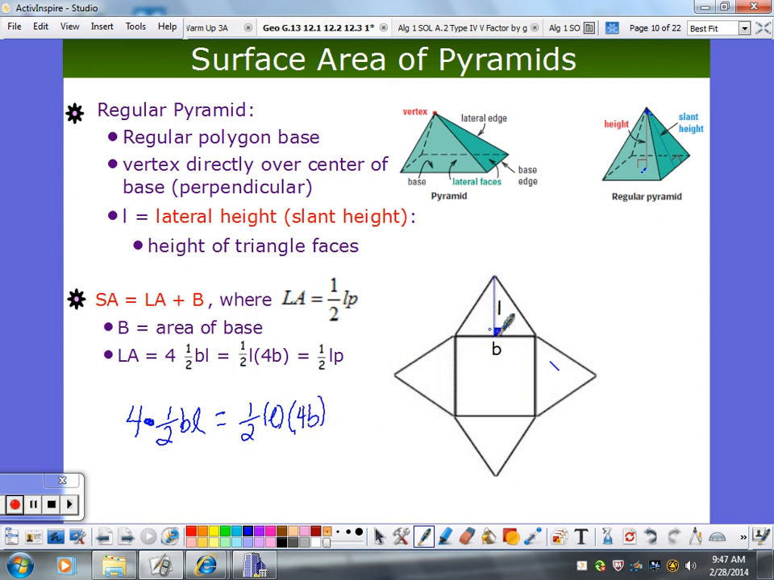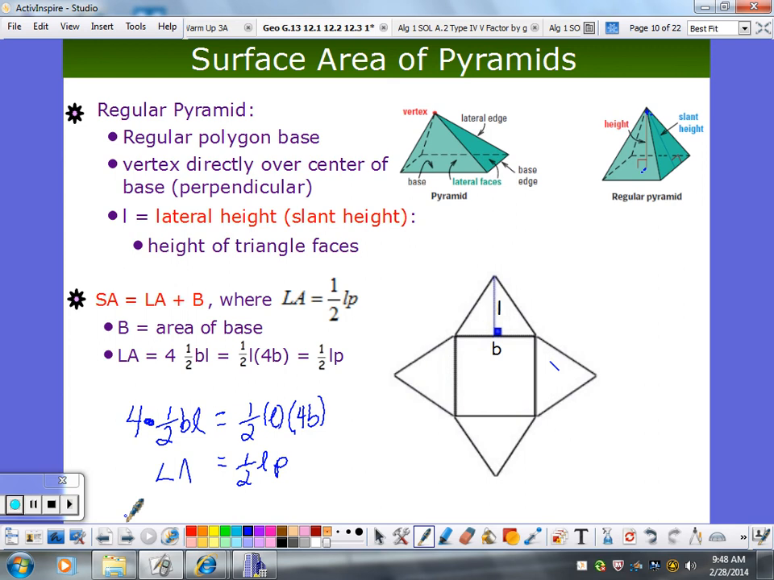Now, why did I arrange it that way? Because what is 4 times the base? It's the perimeter of the base. So 1/2 the lateral height times the perimeter of the base gives you your lateral area. Somebody arranged it this way, and it actually does make it easier, but you do have to remember it. And look on here, they do give it to you.